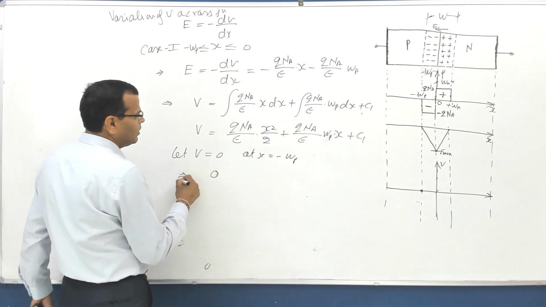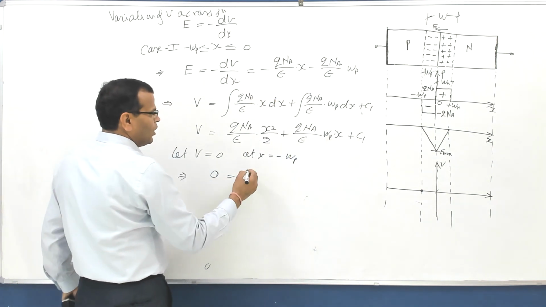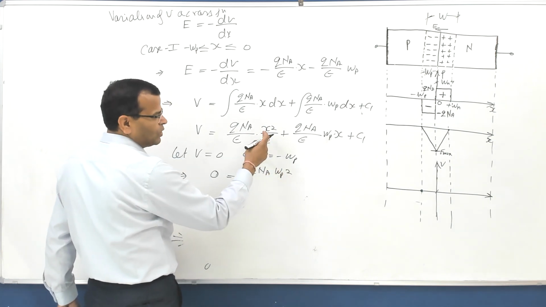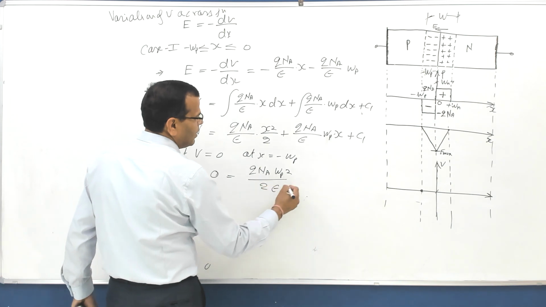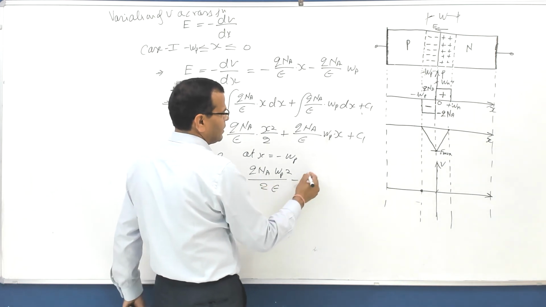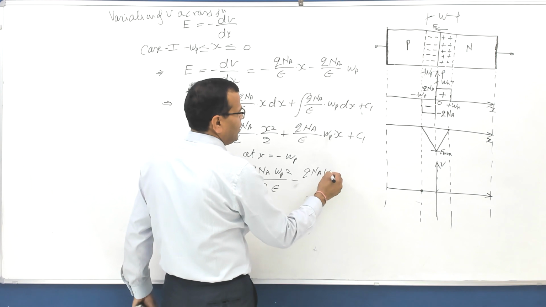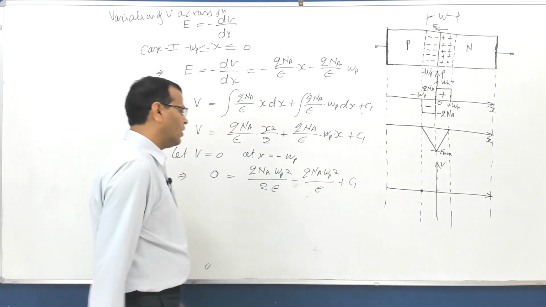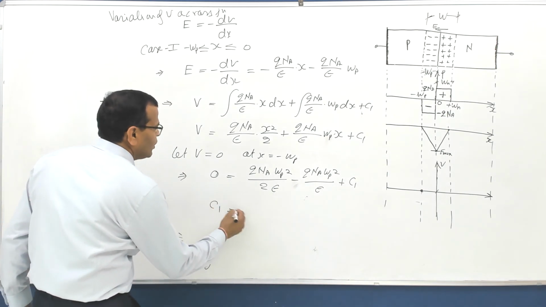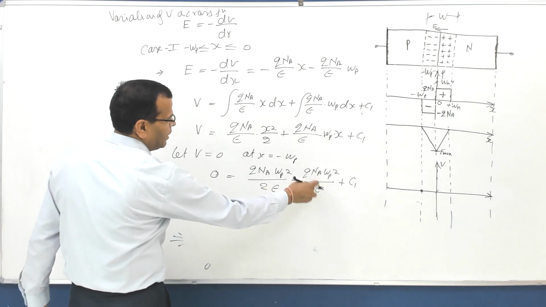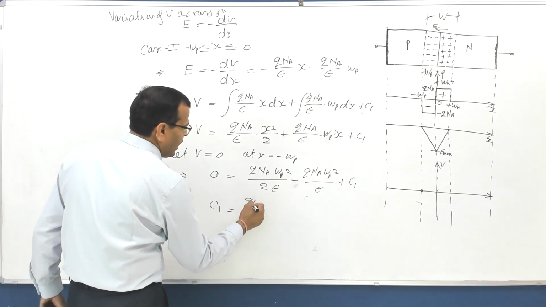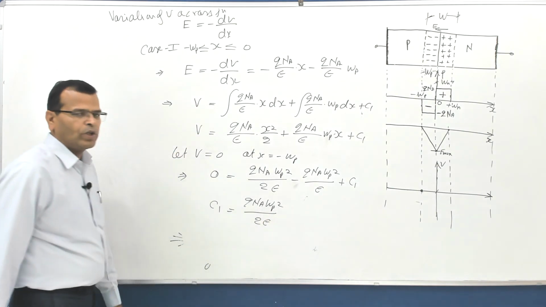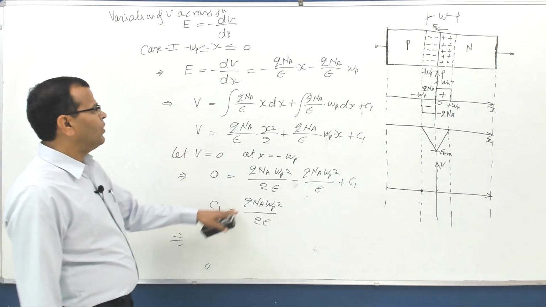So this gives, to find the value of C1: q N_A WP square by 2 epsilon minus q N_A WP square by epsilon, plus C1. C1 equal to, if you see, everything is common except the half, so it will be q N_A WP square by 2 epsilon. That's what you have. Put this relationship in this.